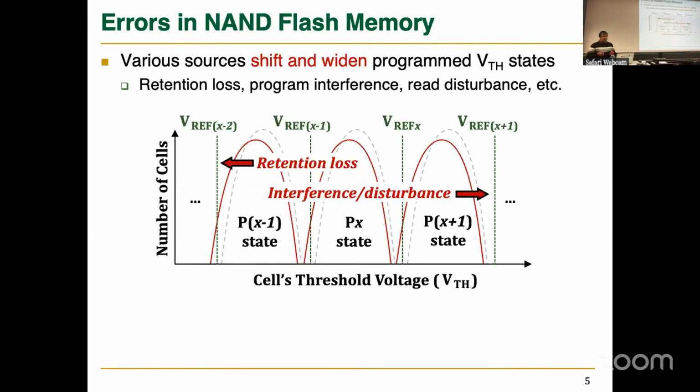So as you know, NAND flash memory is a very error-prone substrate, and there are various sources of errors which shift and widen the programmed VTH states.